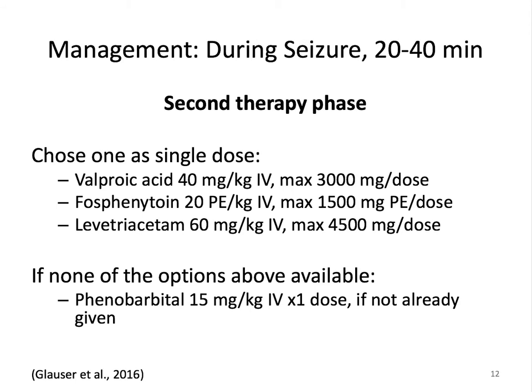If the seizure continues into the 20 to 40 minute range, then we begin the second therapy phase. In this phase, one of the following should be chosen as a single dose: IV valproic acid, fosphenytoin, or levetiracetam. If none of those options are available, then the patient should receive phenobarbital, if not already given.